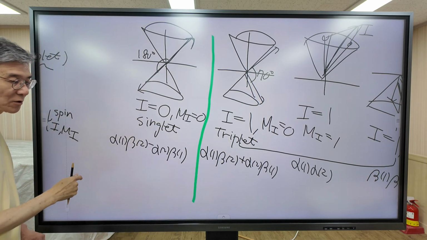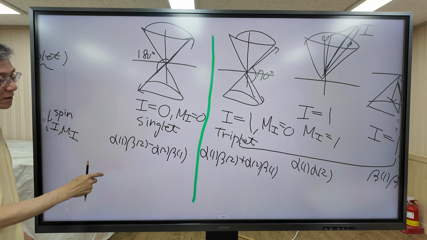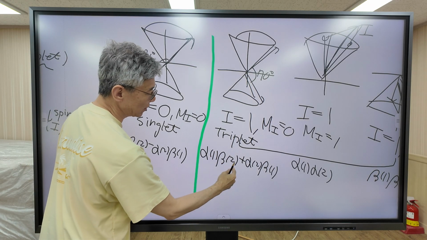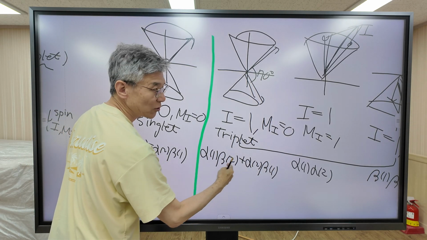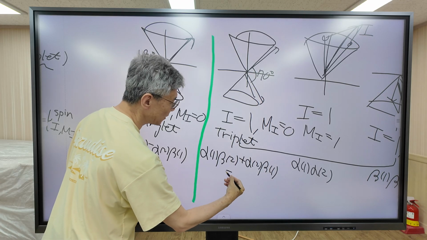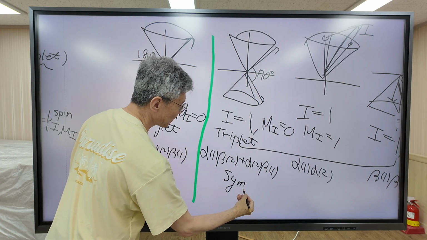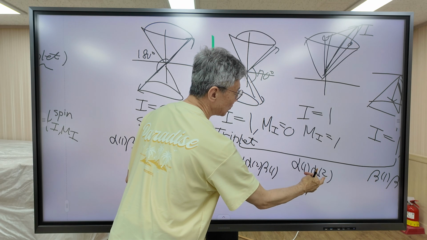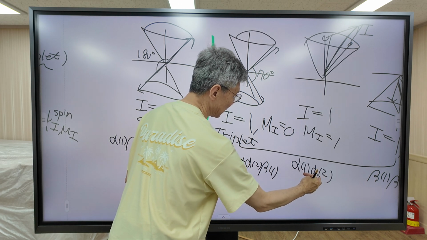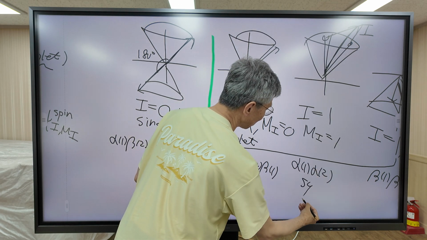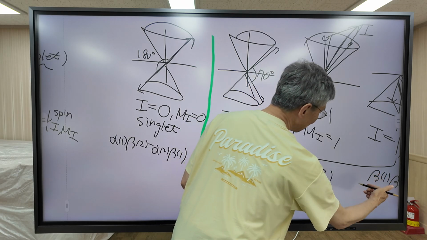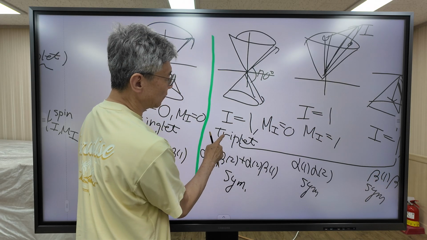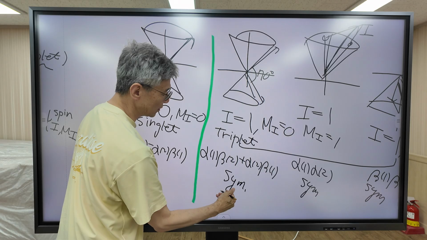I'm going to check the symmetry of these functions. When I swap coordinates 1 and 2, this function does not change. So this function is symmetric. Also this function, when I swap coordinates 1 and 2, does not change. So this function is symmetric. This function is also symmetric. So the symmetry of the triplet function is symmetric.